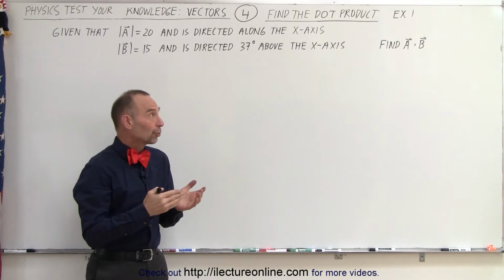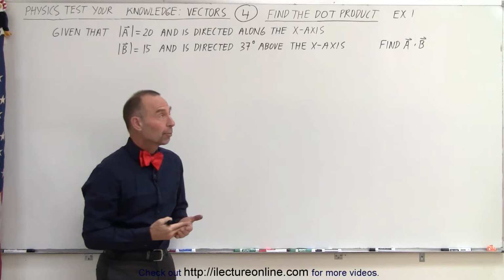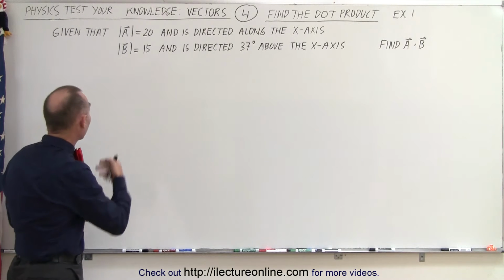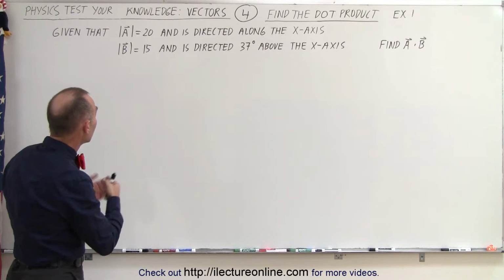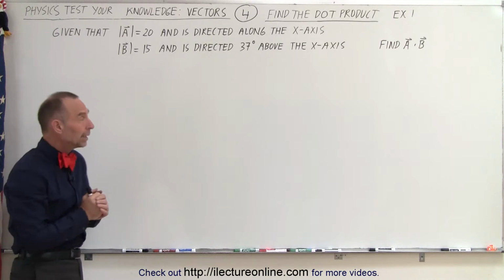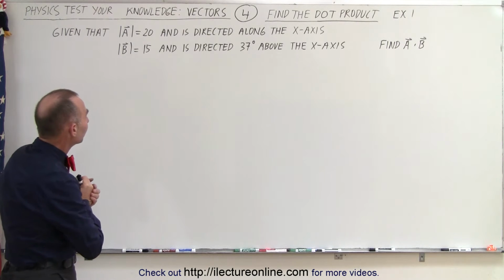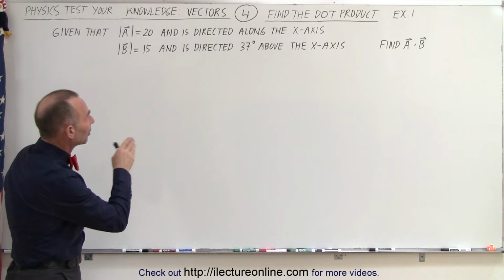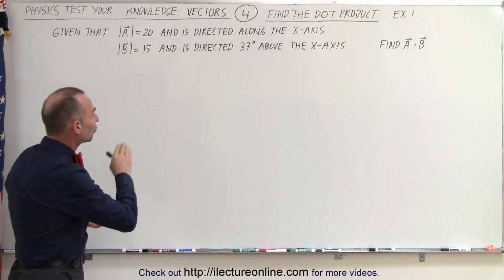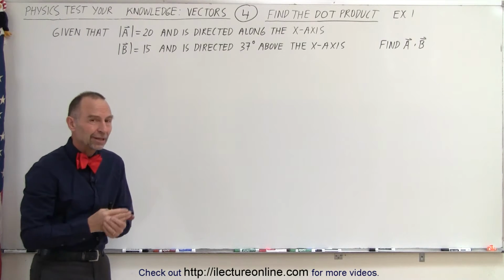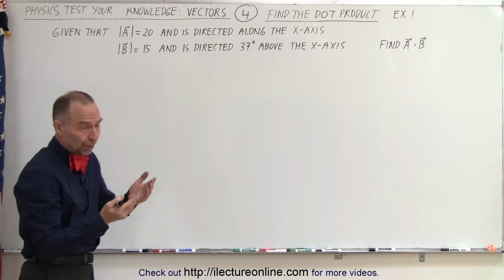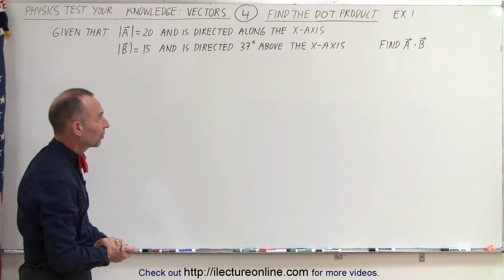In this example, we're trying to find the dot product. The problem is given as follows. We have two vectors, vector A and vector B. The magnitude of A is equal to 20. The magnitude of B is equal to 15. Notice that A is directed along the x-axis and B is directed at an angle of 37 degrees above the x-axis, and we're assuming it's above the positive x-axis.